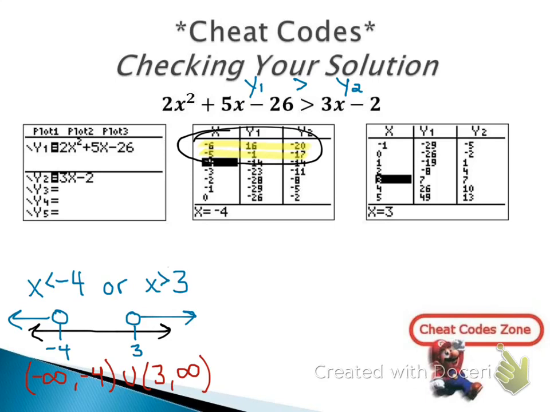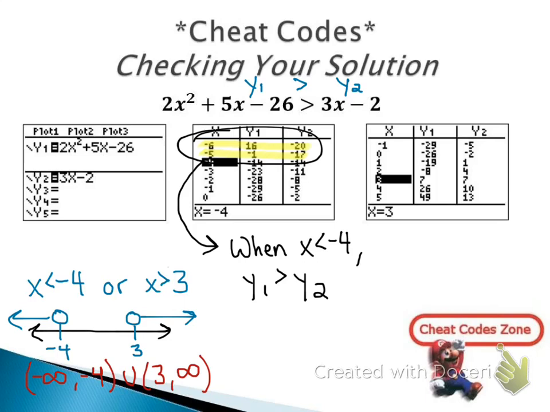Next thing to do is to compare. This is saying that if x is less than -4, then that means that the quadratic should be greater than the linear, meaning y1 should be greater than y2. And if I look at my table, my y1 values are greater than my y2 values. 16 is greater than -20. -1 is greater than -17. So this tells me that it's true when x is less than -4, y1 is greater than y2.